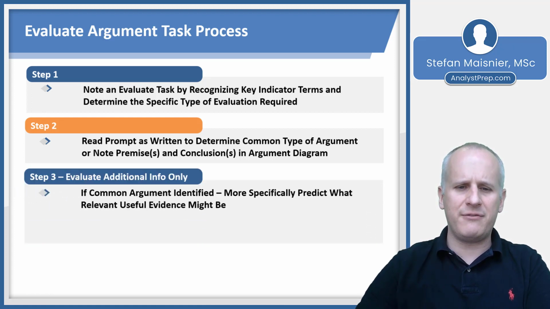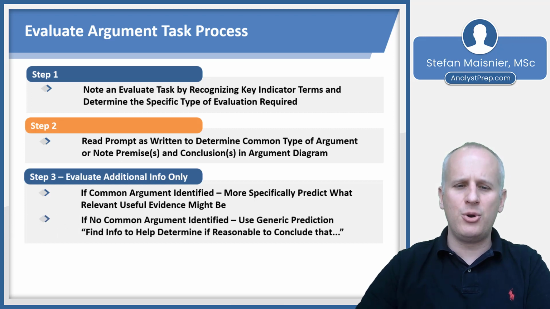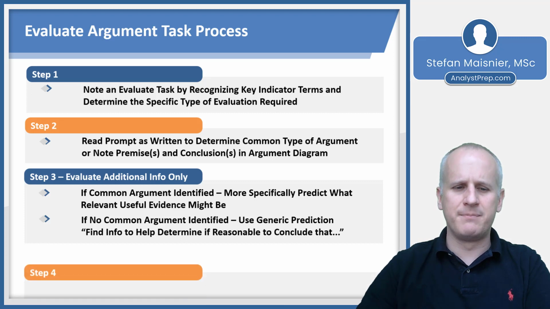Step three, if a common argument is identified and you're being asked to evaluate additional information, you'll more specifically predict what that relevant useful evidence might be. If no common argument is identified, you could just use the generic prediction of find info to help determine if it's reasonable to conclude whatever the conclusion was. But these prediction steps are only going to be if you're being asked for an evaluation of additional information to determine the validity of the conclusion, not to evaluate the manner in which an argument proceeds.